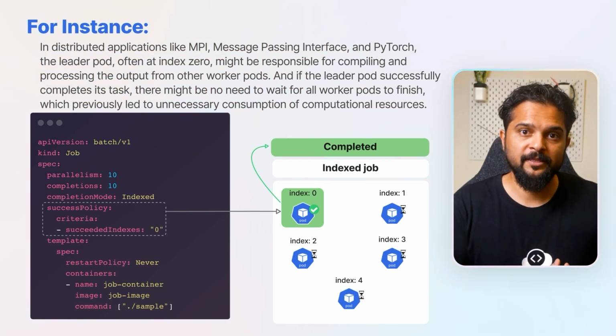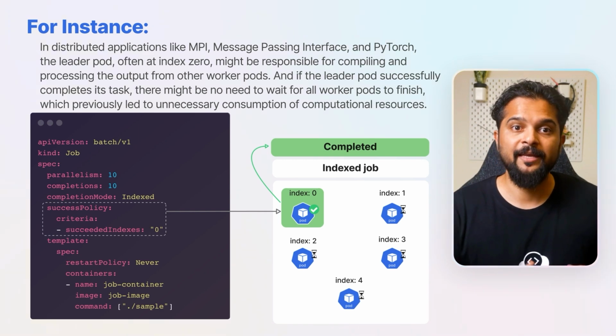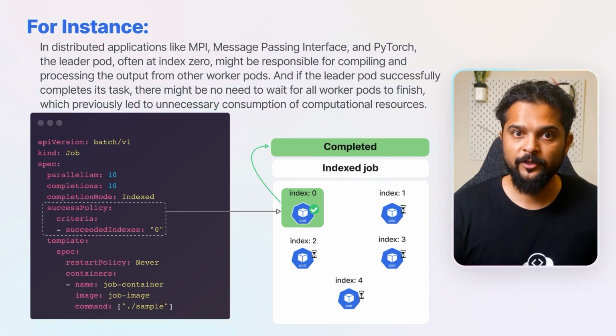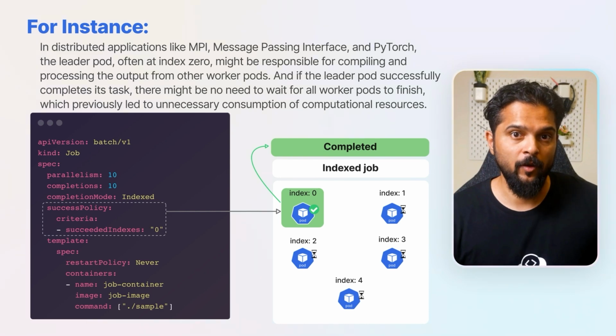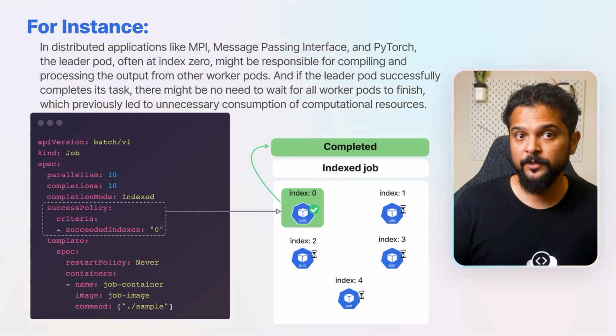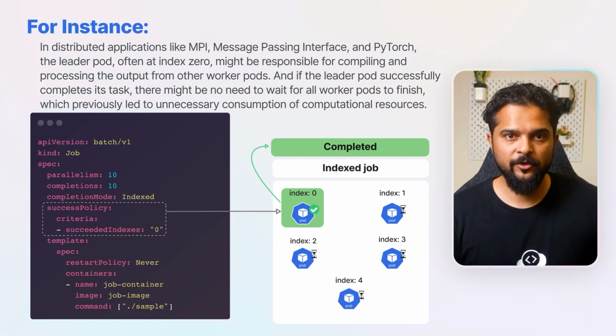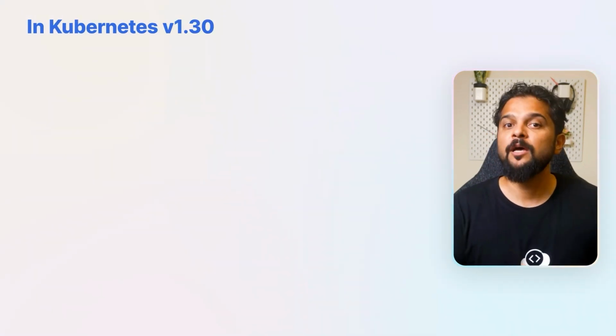So the job success completion policy allows for defining custom success criteria for indexed jobs. This feature supports scenarios where job completion can be declared based on the success of specific indexes, particularly beneficial when the focus is on pods with critical roles known as leader nodes or leader indexes. So here's how the feature works.